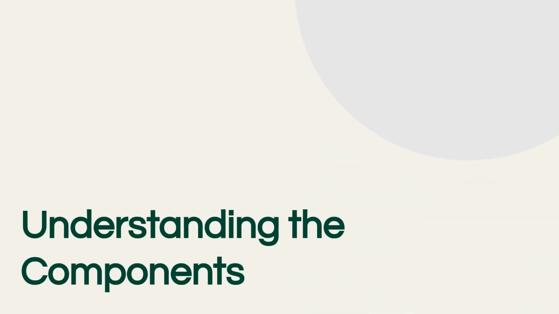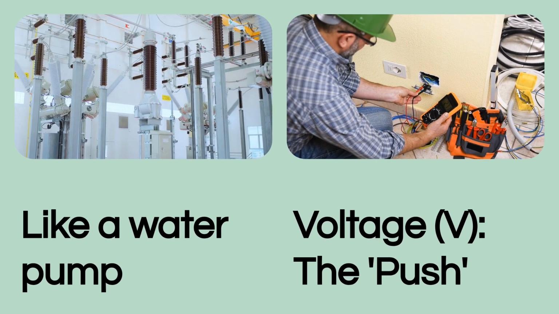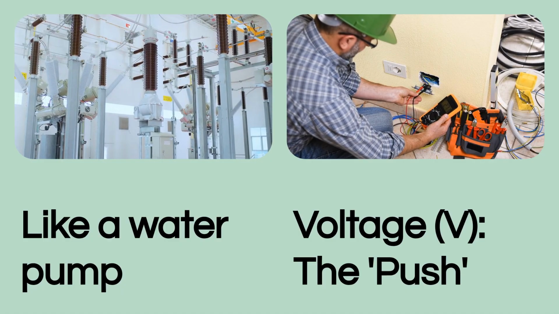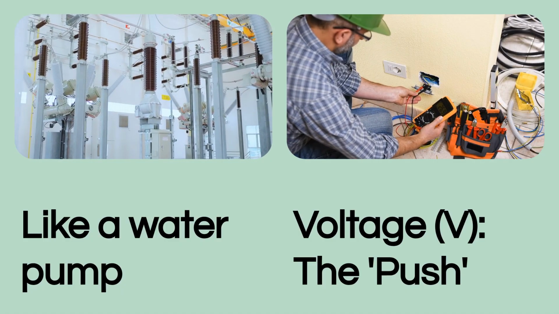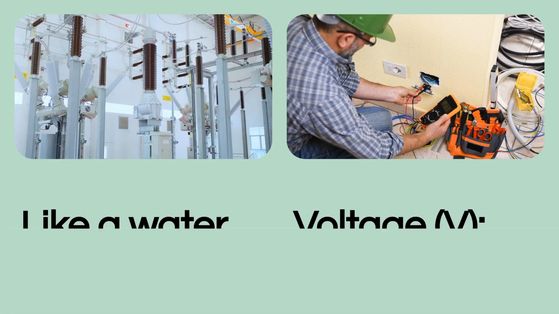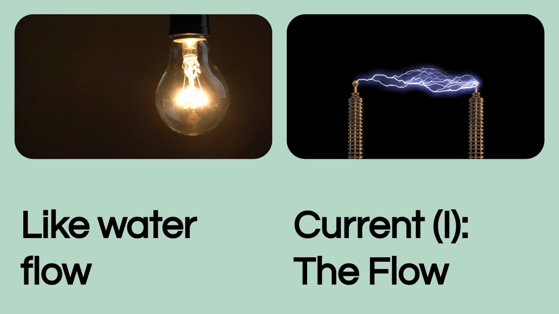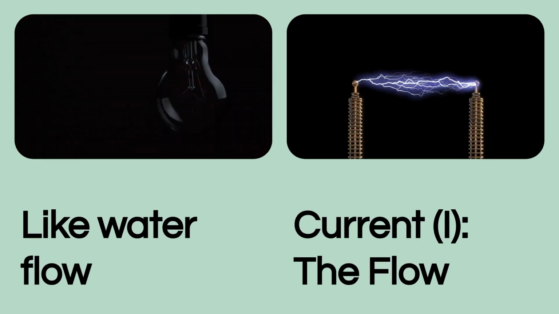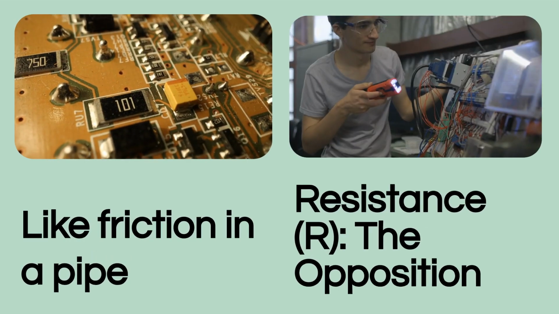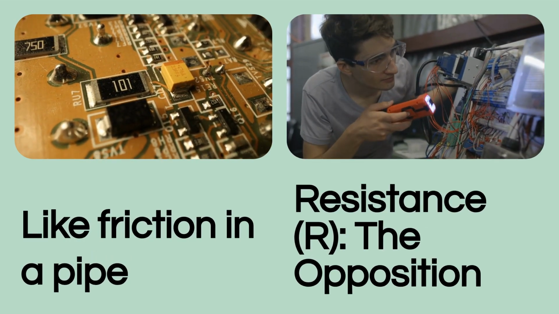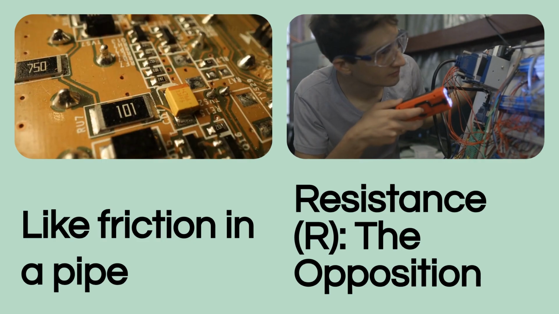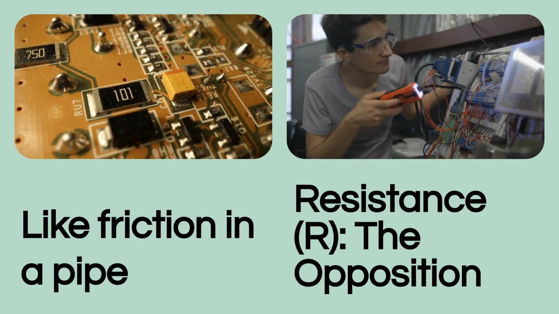Let's break down voltage, current, and resistance with a fun comparison, imagining electricity as water flowing through a pipe. Voltage is the electrical pressure, or the push, that makes the electric charge move. Think of it as a water pump, providing the pressure for water flow. Current is the actual flow of electric charge. In our analogy, current is the amount of water flowing through the pipe. Resistance is anything that opposes the flow of current. This is like friction, or a narrow section in the water pipe slowing down the water flow.